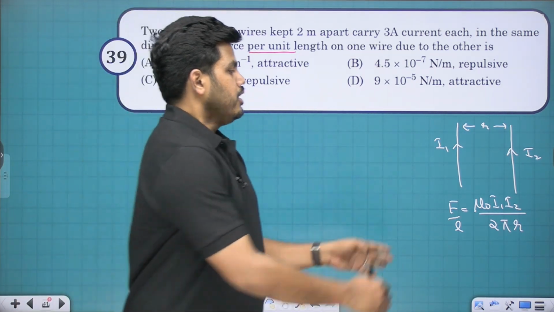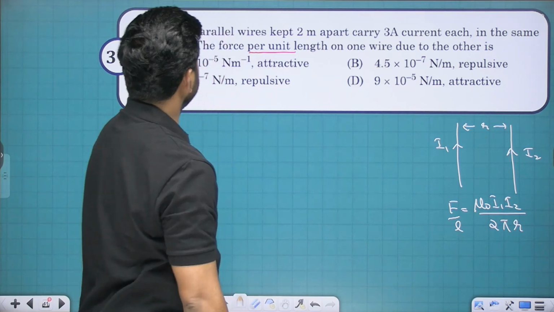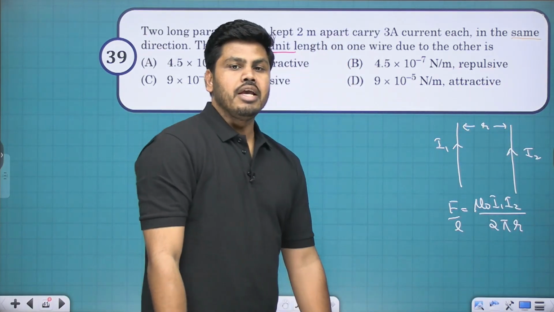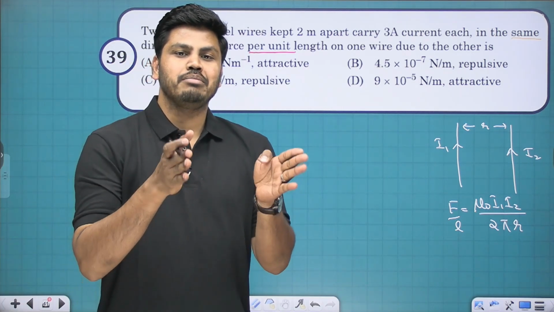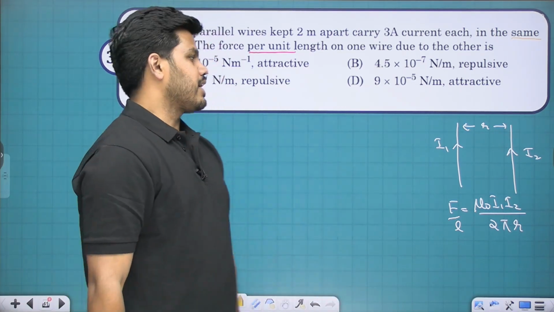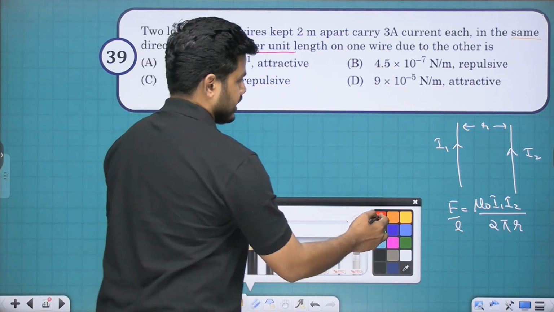Okay, one more thing. The two currents are in the same direction, right? So currents are given in the same direction. If current flows in the same direction, we know the force will be attractive. Correct? The force will be attractive. So we have to find an attractive force.